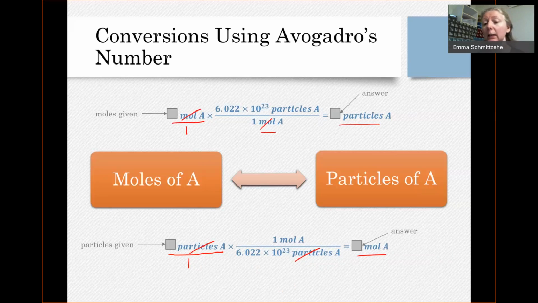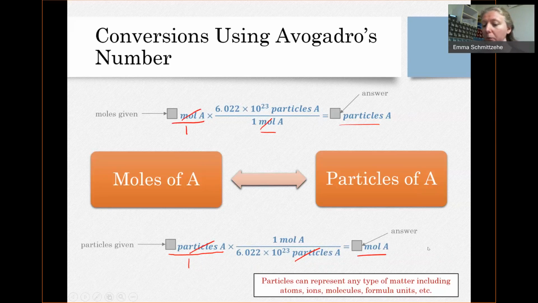That's the basic setup, but now let's apply that to some examples. Oh yeah, I did have one more note here. Particles can represent any type of matter, including atoms, ions, molecules, formula units. Those are pretty much the things we deal with in chemistry, but you could apply it to anything you could think of. But again, we'd really only do this on a microscopic level. When we're talking about things that are tiny, you wouldn't apply it to things like donuts and eggs and cars and people, because there's not that many of those things.